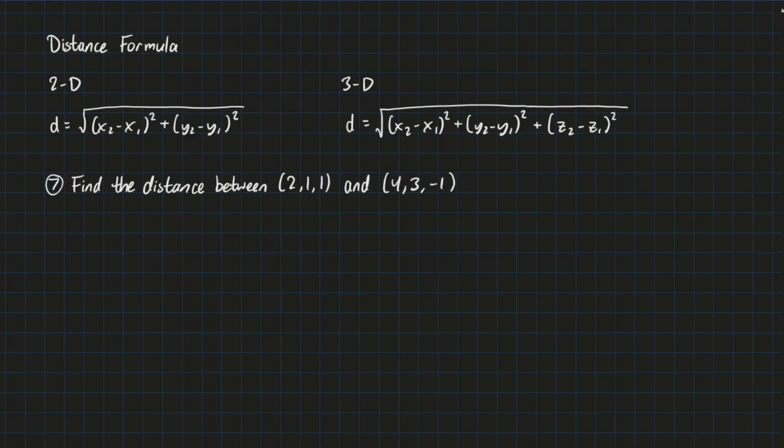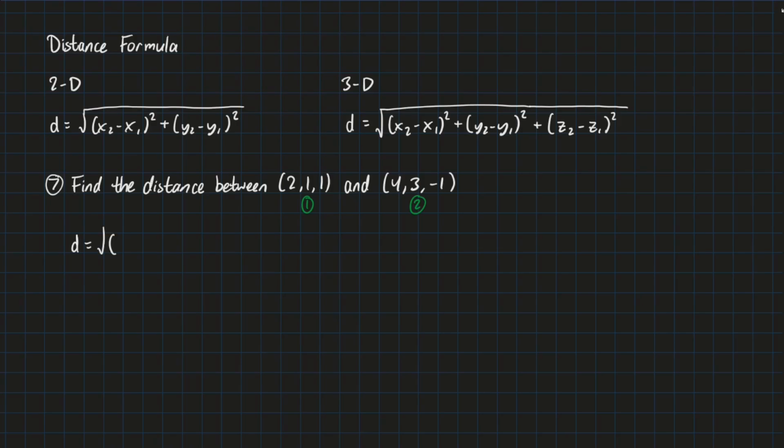So let's say we wanted to find the distance between 2 points, (2, 1, 1) and (4, 3, -1). It doesn't matter what we want to label as our first point or second point. Let's just call this our first, and call this our second. You'll still get the same answer. So let's use the equation.